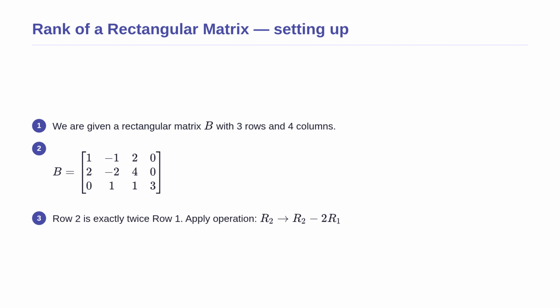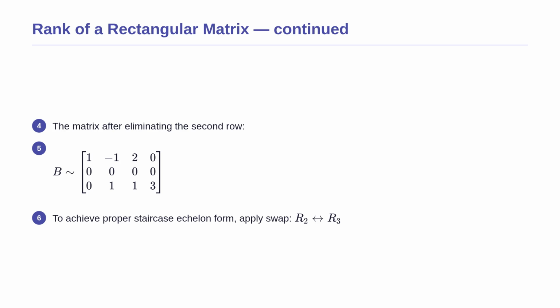Look at the first and second rows. If you multiply every number in the first row by 2, you get exactly the second row. This means the second row is completely redundant. We eliminate it by replacing row 2 with row 2 minus 2 times row 1. Following that subtraction, our second row is now entirely zeros.